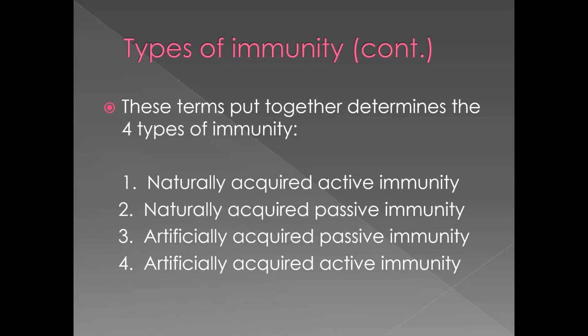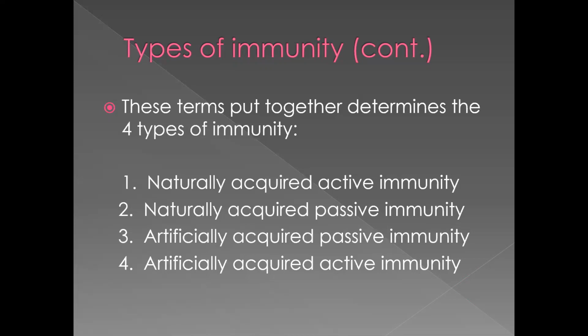Then there's the naturally acquired passive immunity, which the body acquired on its own, but your body didn't have to make any antibodies on its own. An example of that is, you may have received antibodies from your mother when you were first born. Some of those antibodies carry over, or sometimes come through breast milk if children are breastfed.